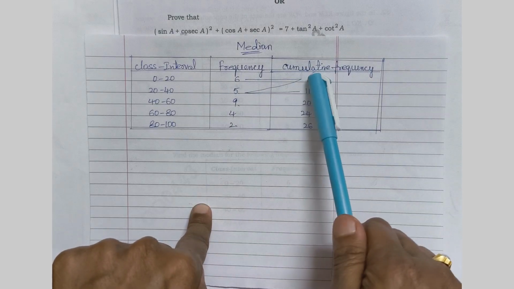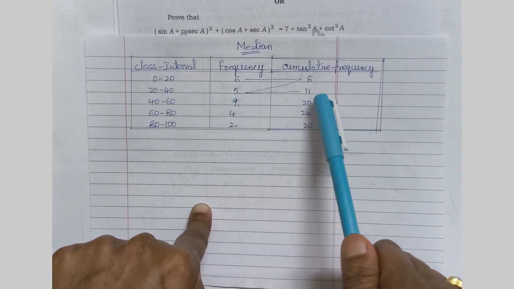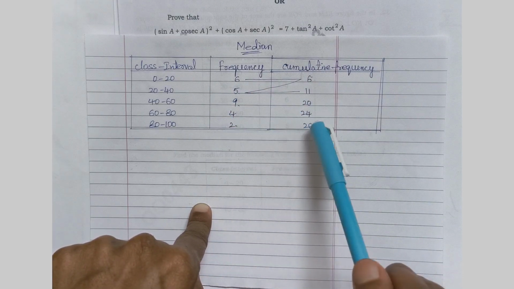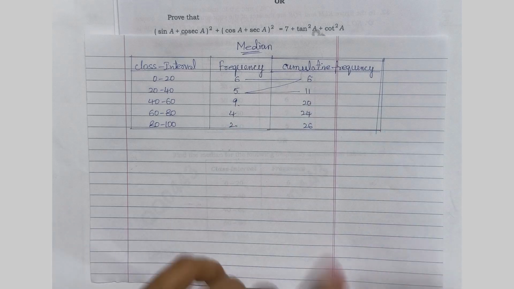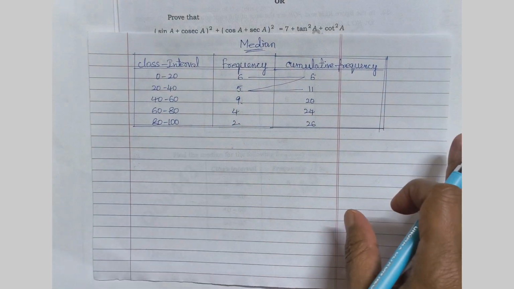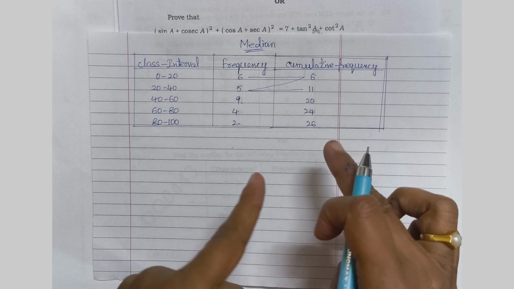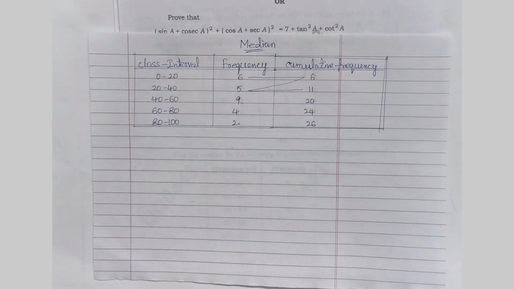Properly write. First number, write as it is. 6 plus 5, 11. 11 plus 9, 20. 20 plus 4, 24. 24 plus 2, 26. These are the three columns: for finding the median, the class interval, frequency, and we will write the cumulative frequency.